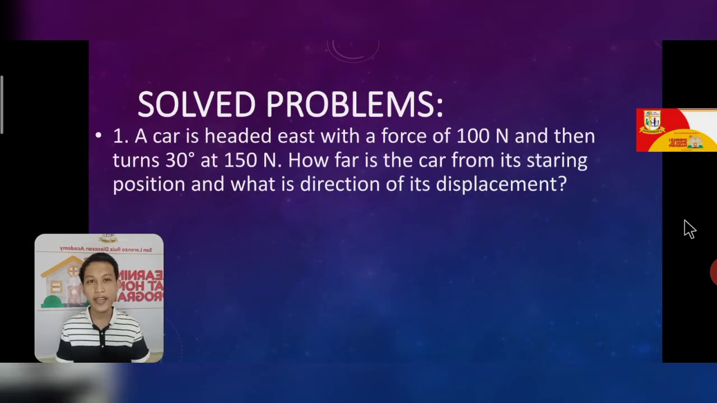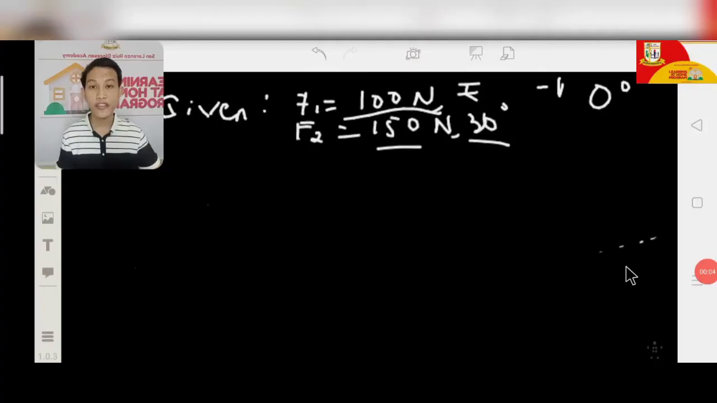A car is headed east with a force of 100 newtons and then turns 30 degrees with a force of 150 newtons. How far is the car from its initial position and what is the direction of its displacement? We have these two givens. F1 or force number 1 is equal to 100 newtons.